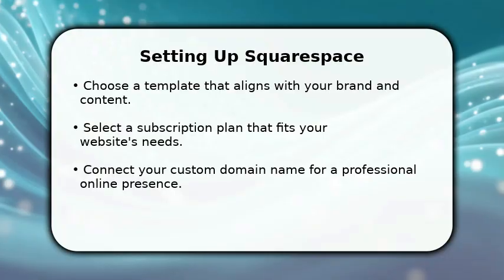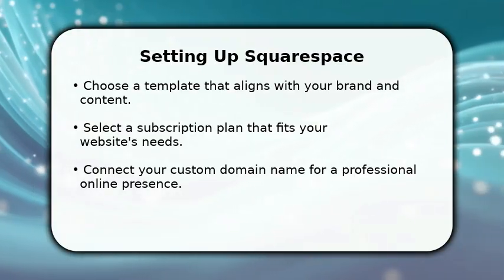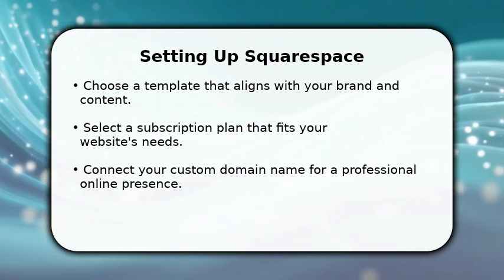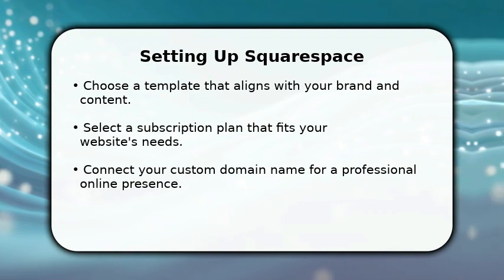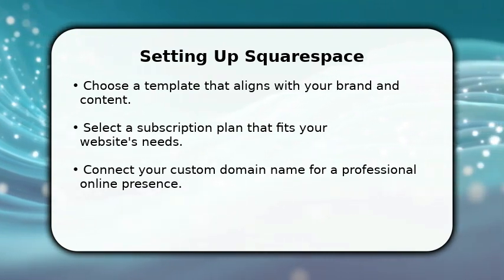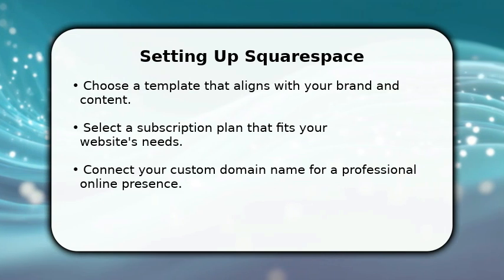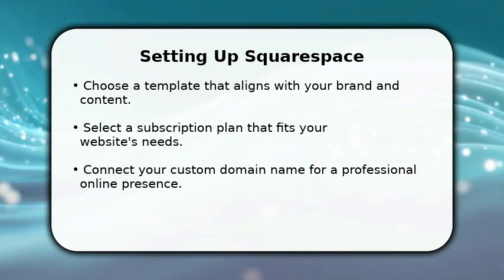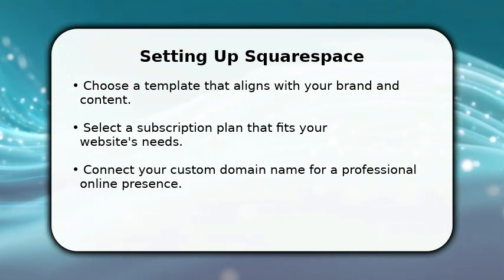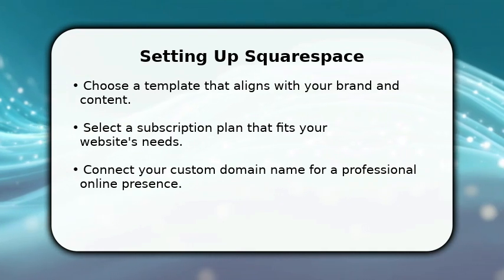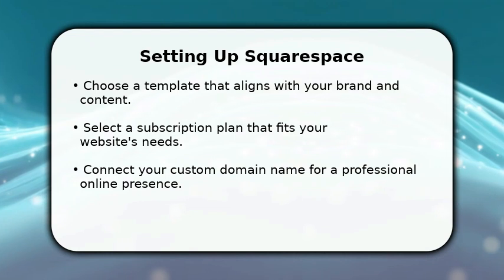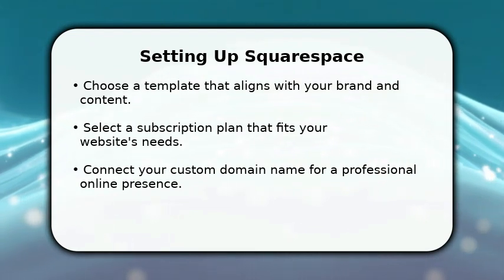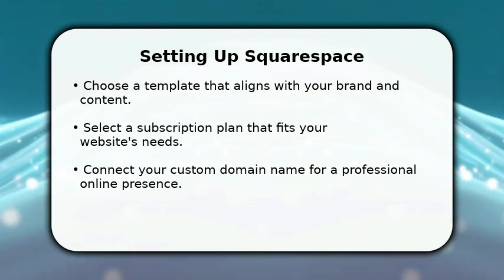Enjoy the video. In this video, I will show you how to set up Squarespace. First, you will select a template that best suits your vision, whether it is for a portfolio, blog, or online store. Next, choose a subscription plan. Options range from personal to business, offering various features. Finally, connect your custom domain name or register a new one to establish your unique online address. This initial setup takes just a few minutes to complete.